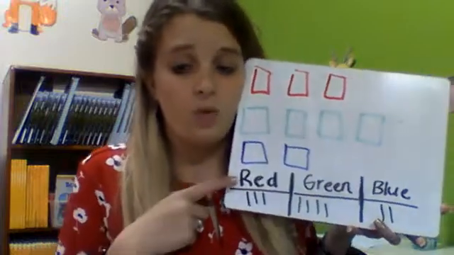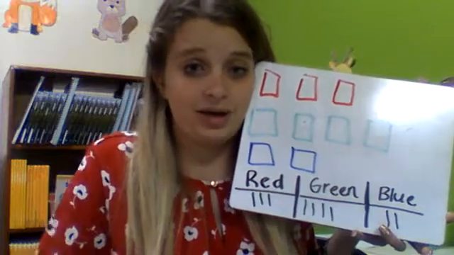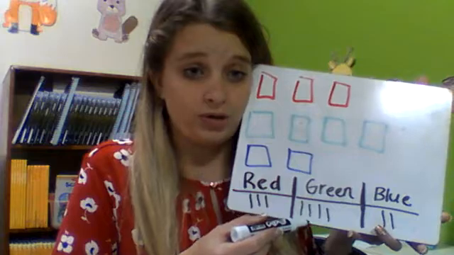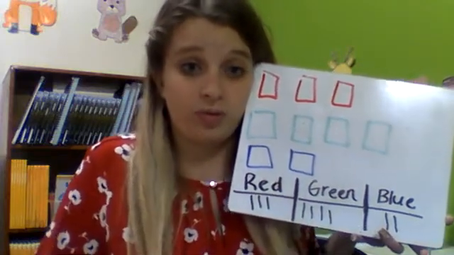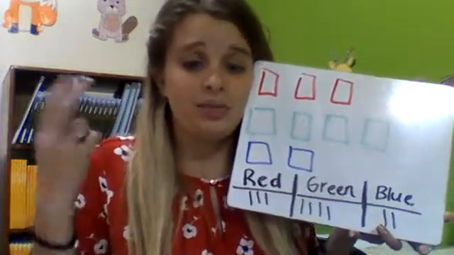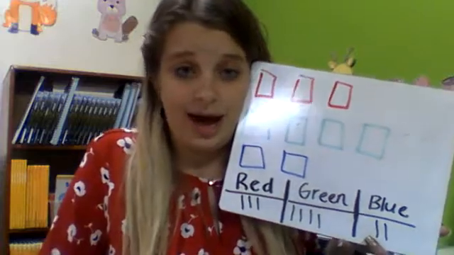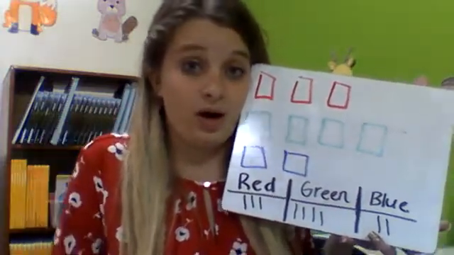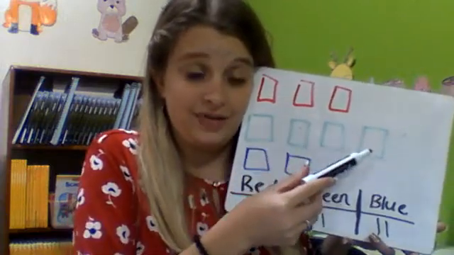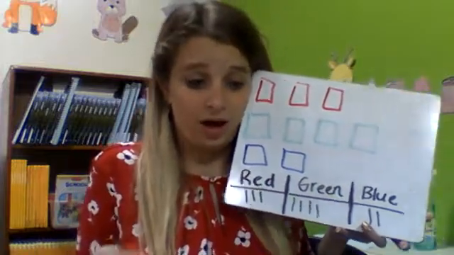So what color of blocks has the most tally marks? Well, we know there's 3 red, 4 green, and 2 blue. So green have the most tally marks. So how many blue blocks are there? There's 2. And then how many blocks are in all? Well, I know there's 3. Then we have 4, 5, 6, 7, 8, 9. So there's 9 total blocks, okay?